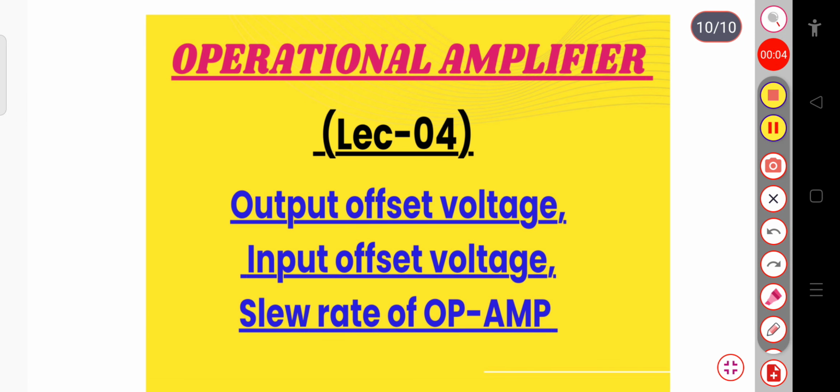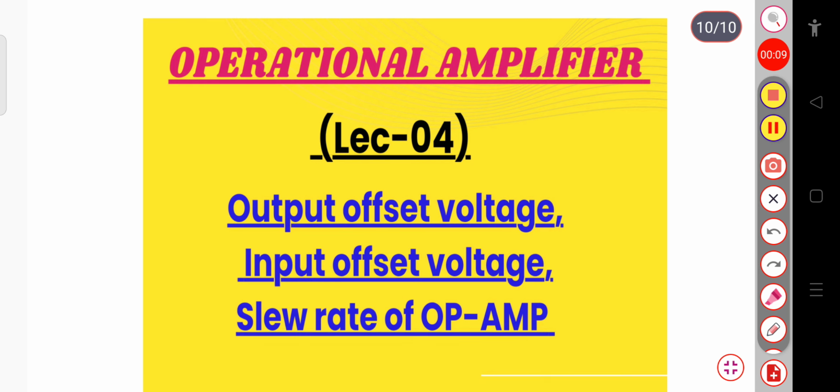So here we are continuing our lecture with the operational amplifier. First of all we will see the output offset voltage, then input offset voltage and input offset current as well. And after that we will discuss the slew rate of the op amp. Now let us first start with the output offset voltage.